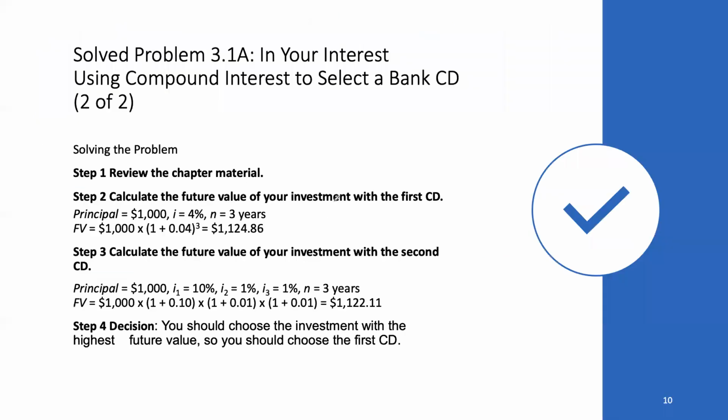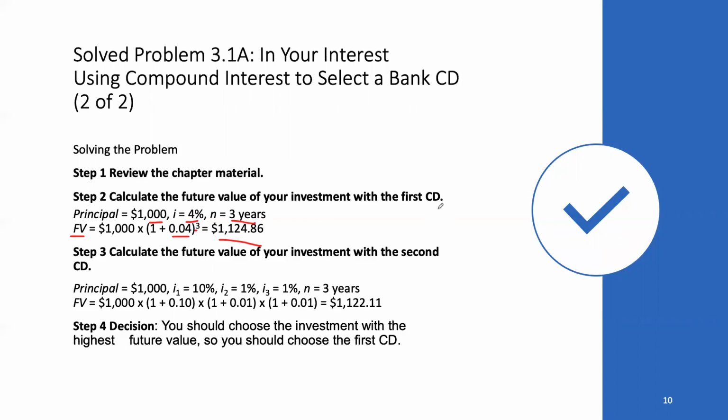Okay. And then you just have to do a future value calculation. You want to know at the end of 3 years which investment opportunity will yield you the higher future value. So in the first one, it's fairly straightforward, right? The principal here is $1,000. I here, the interest rate, is 4%, and the number of years N here is 3 years. So the future value of this $1,000 at the end of 3 years, where it earns 4% per year, is the principal times 1 plus I. I here is 4%, so it's 0.04, raised to N, and here that is 3 years, right? So that'll be worth $1,124.86 in 3 years if you put it in the first CD.